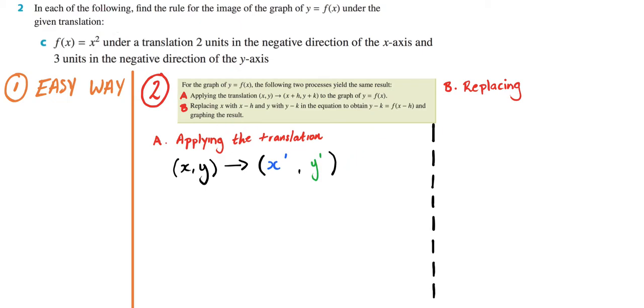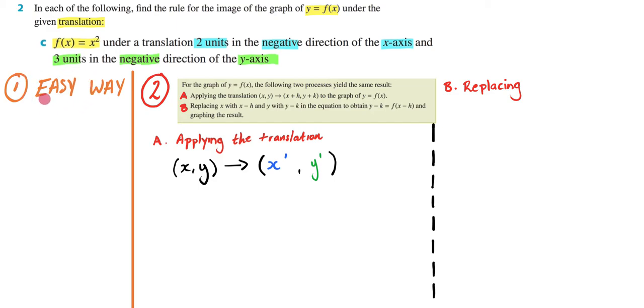So we're doing exercise 7a, and in this video I'll be answering question 2c, which says, in each of the following, find the rule for the image of the graph of y equals f of x under the given translation. So we've been given f of x equals x squared under a translation of 2 units in the negative x-axis and 3 units in the negative direction of the y-axis.